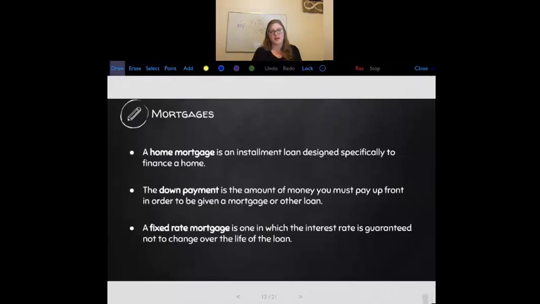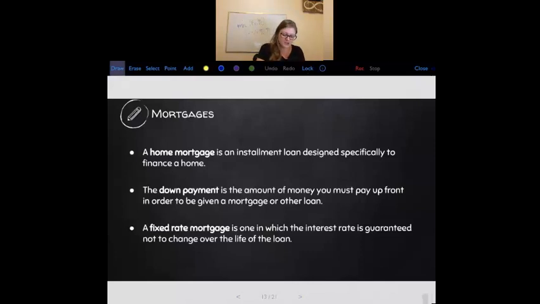So a couple of terms related to mortgage. A home mortgage is a specific type of installment loan designed specifically to purchase a house. The down payment is the money you pay up front in order to be given the mortgage or whatever loan you're using. And a fixed rate mortgage is one in which the interest rate is guaranteed not to change over the life of the loan. When and if you go to buy anything that has an interest rate, it's always good to know if your interest rate can ever change or what your payment schedule will look like.